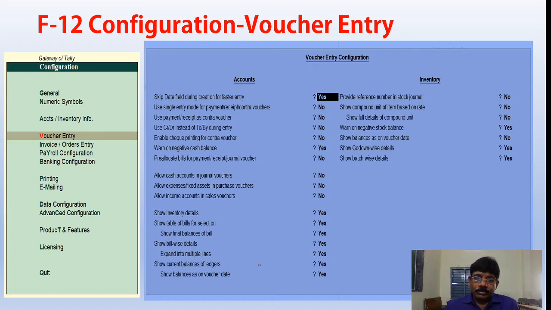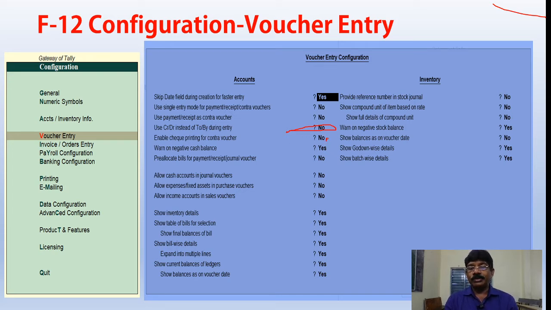CR or DR. Usually in commerce we learn cash account debit to bank account. When To is there, we are very much familiar with writing To at credit. That's why, if we want that mode, we can enable it here, To or By. If I put yes here, then in the voucher itself it will show me By instead of DR, and To instead of CR.